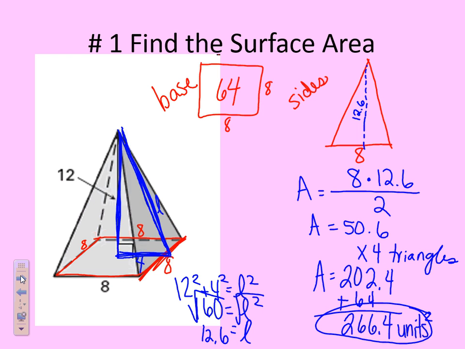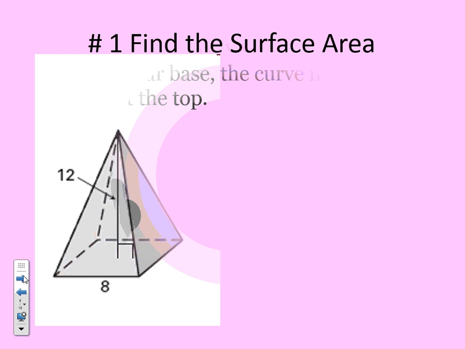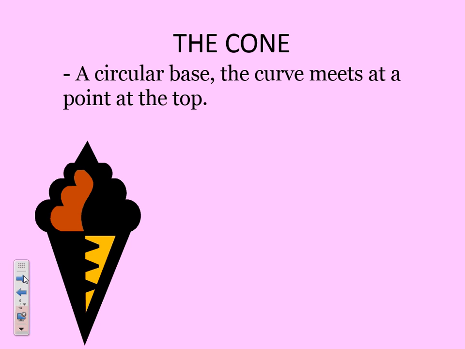Notice we have one base and we have the triangles on the sides, and we just total those up whenever we want to find that total surface area. Okay, so now let's take another look here as we go on and look at cones. So the cone, you may want to turn to the cone page and jot a little definition down about that. The cone is a circular base, and the curve meets at a point at the top.